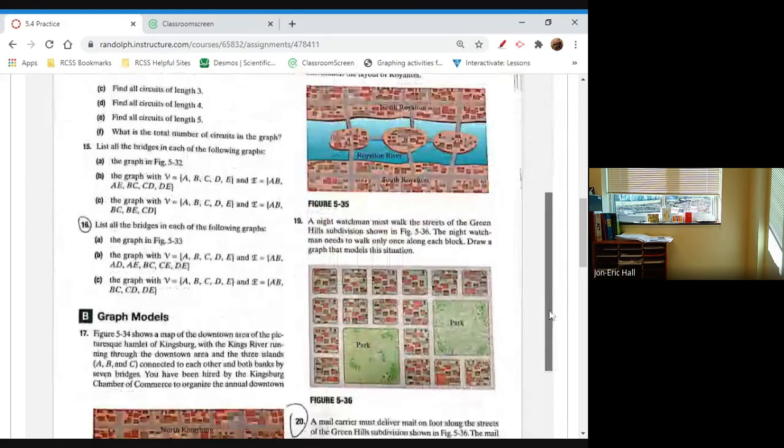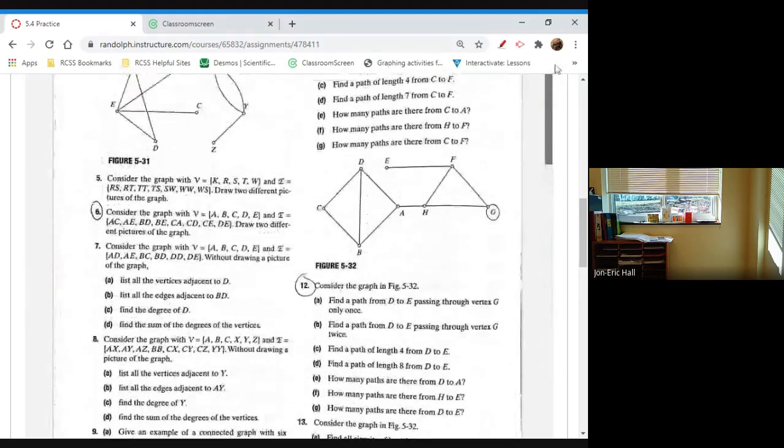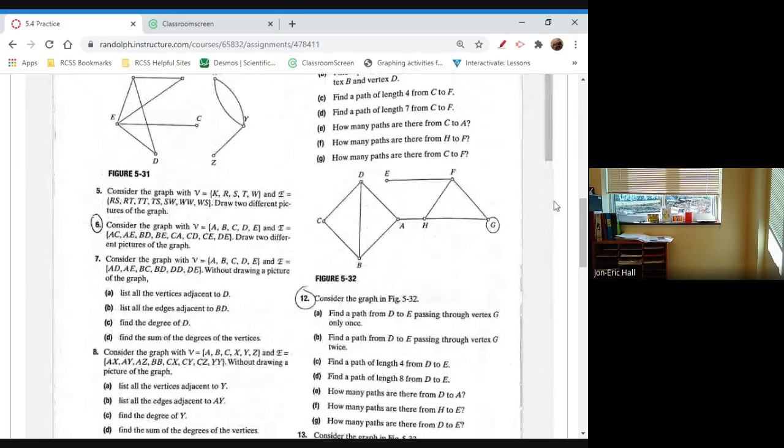For 15, it says list all bridges in each of the following graphs. Now, the first one goes back to 532. And remember, a bridge is only when, if you removed it, it leaves you with a disconnected graph. So EF would be a bridge. A bridge has a degree of 1. EF is a bridge. AH is a bridge. Those are the only 2.